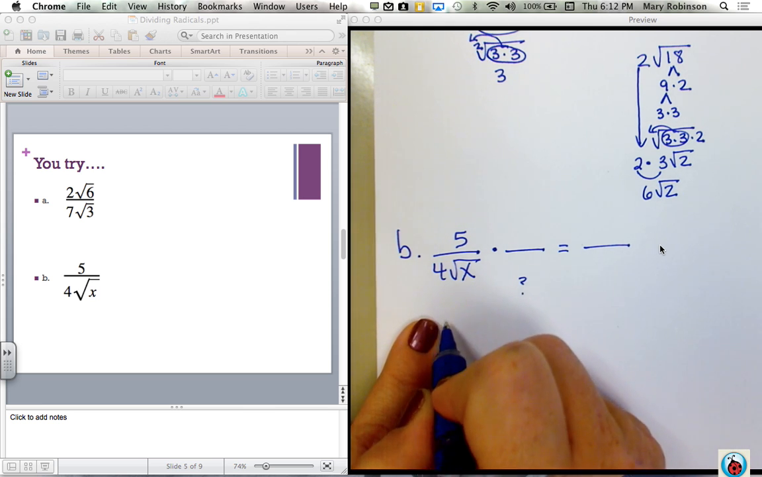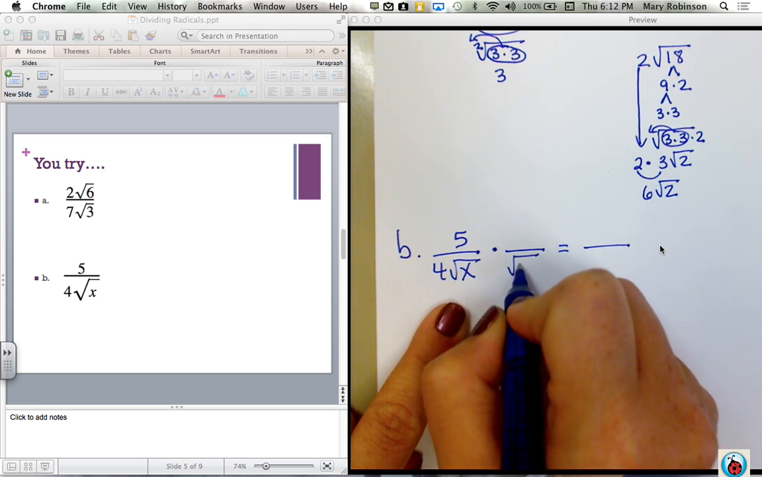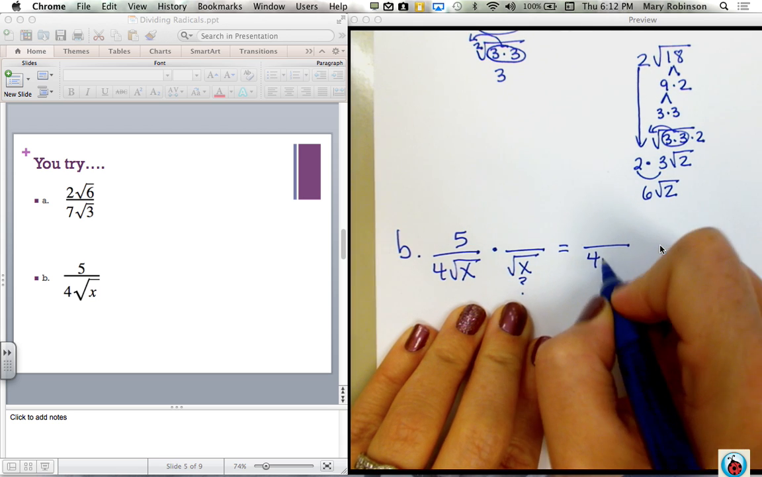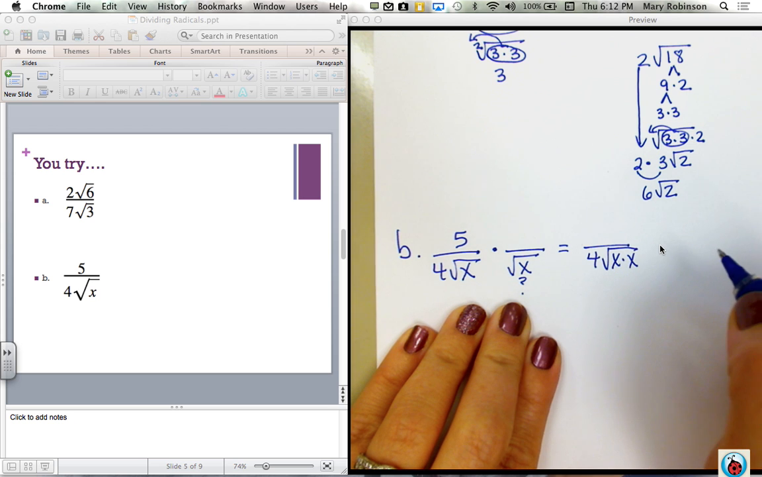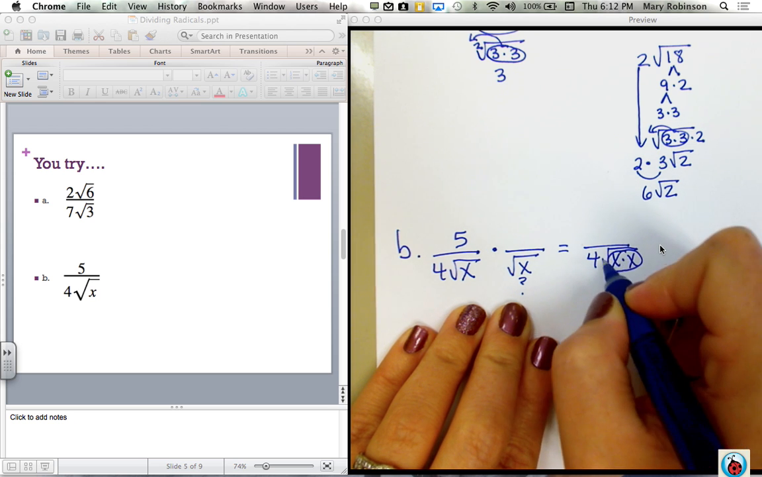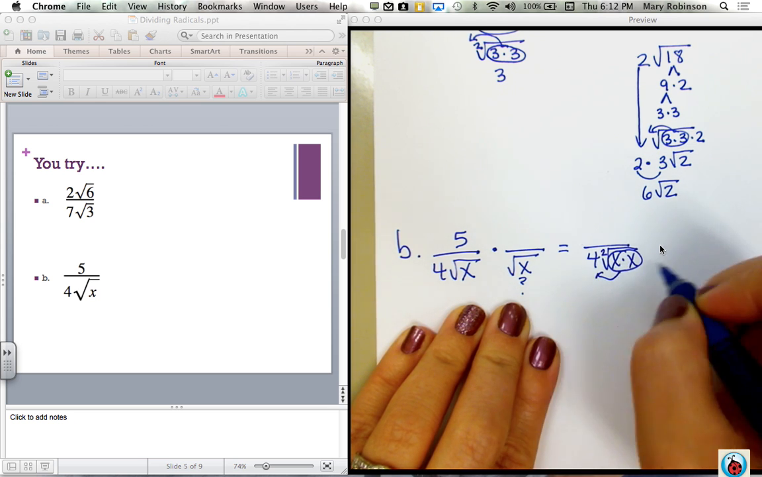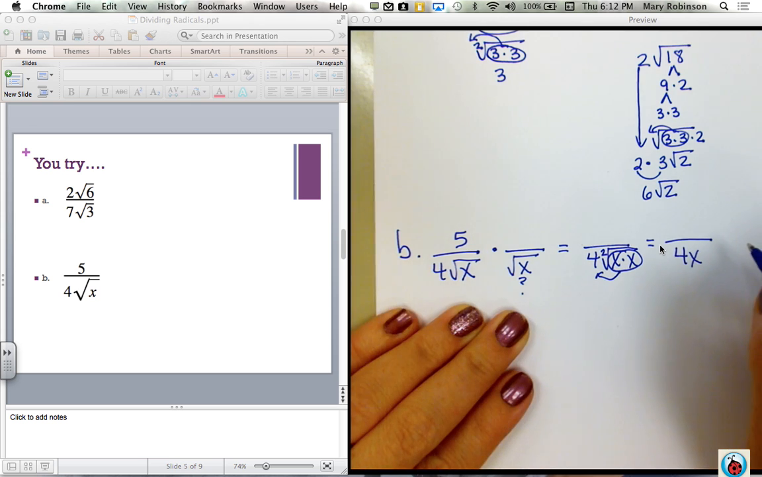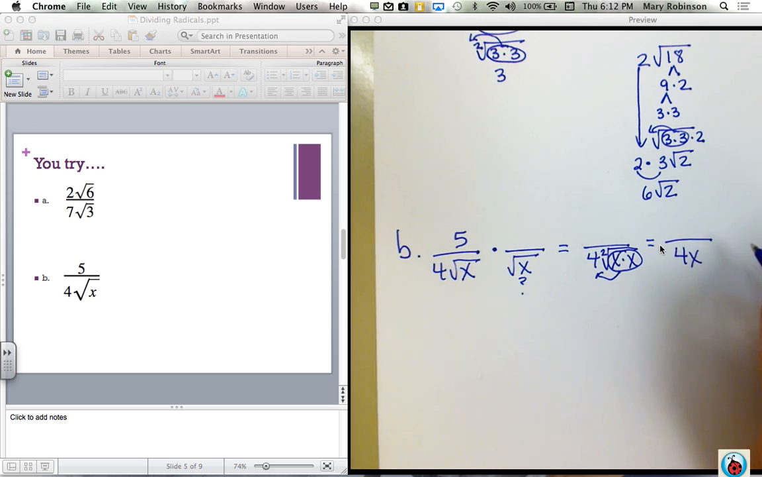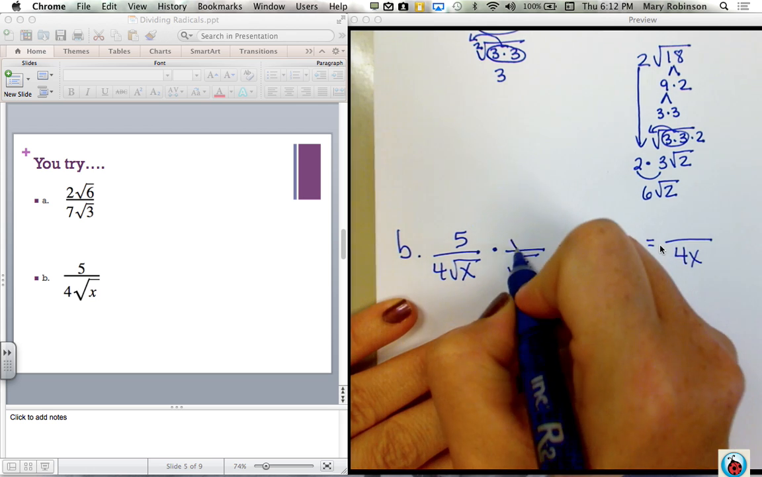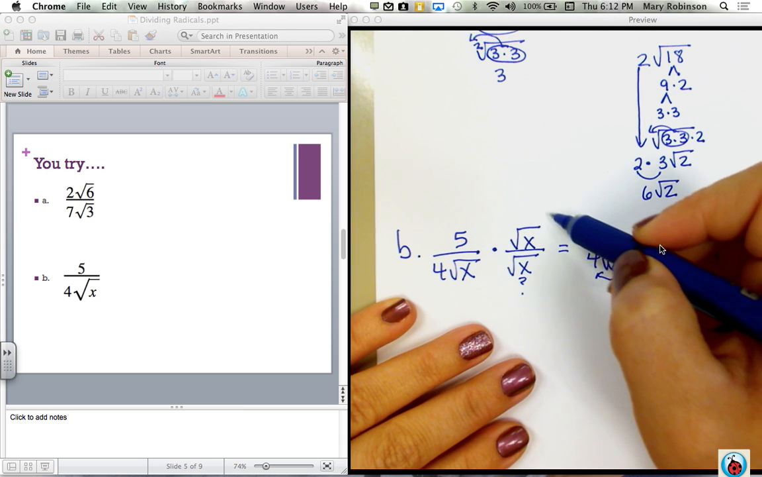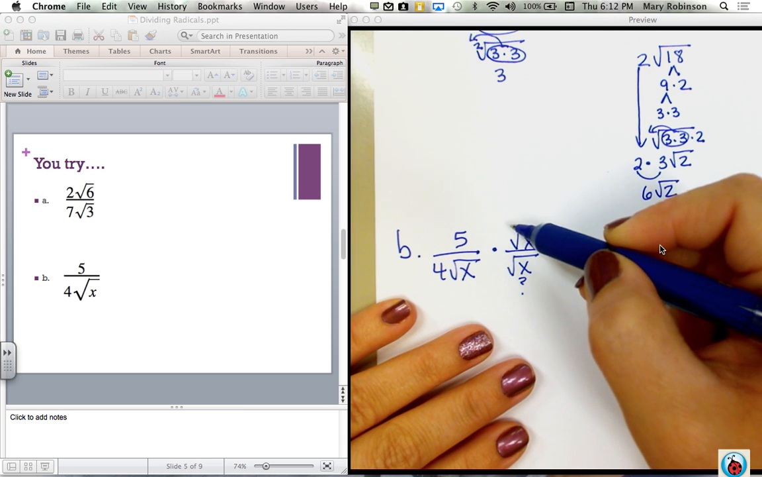So of course I keep my 4, but if I multiply by the square root of x, I would then have the square root of x times x. Since I have a pair, my index being 2, it comes out, leaving me with 4x and nothing under the radical, which should be the point. You want to get rid of what's under the radical. Now, again, anything I multiply on the bottom must also go up top. Why? So that this has a value equal to 1.